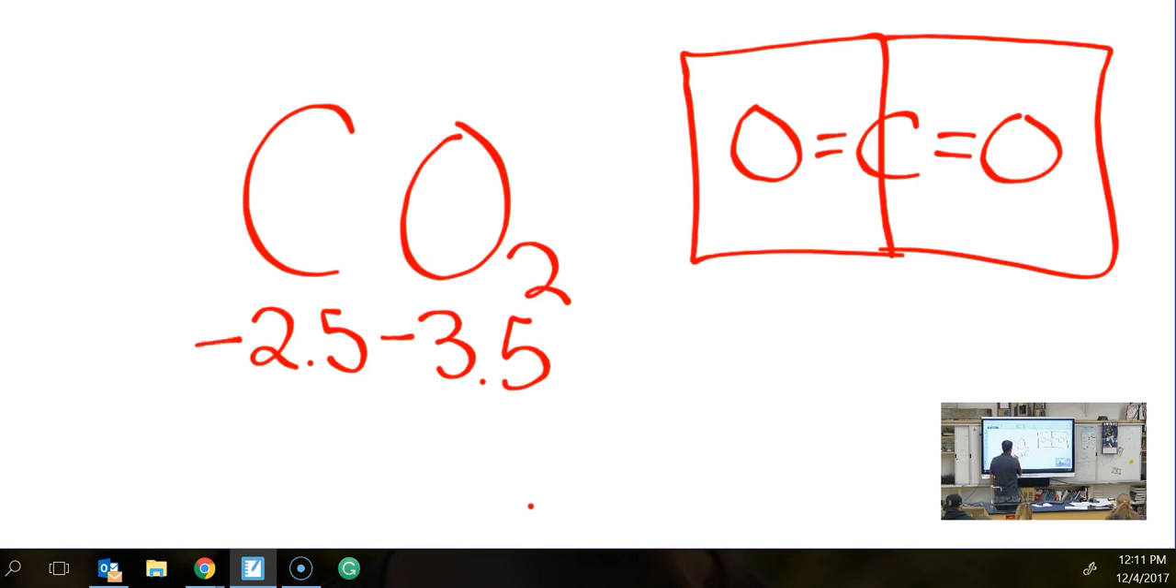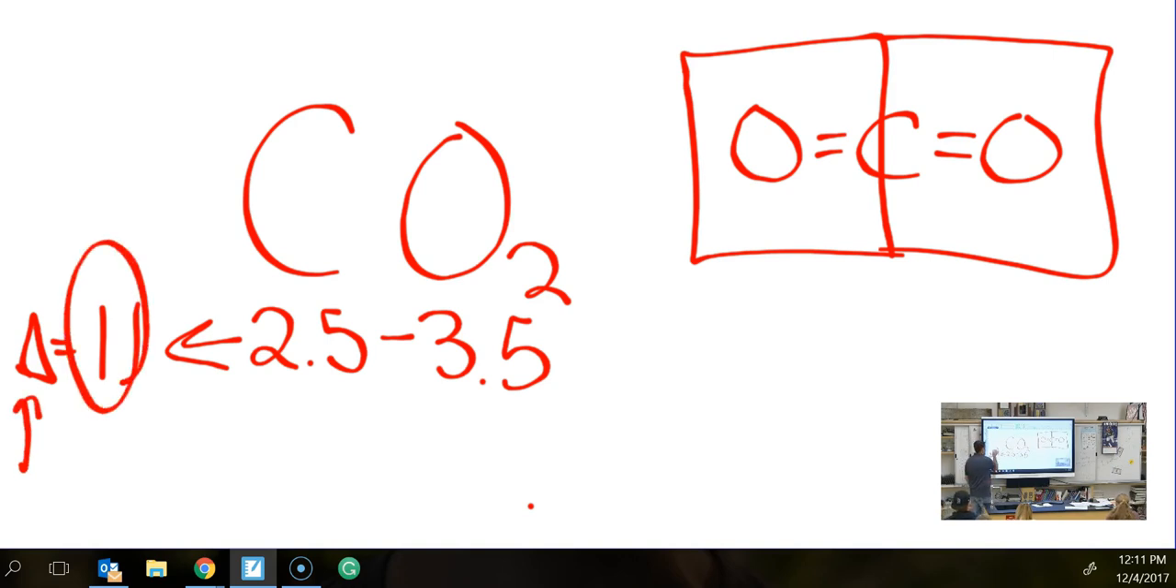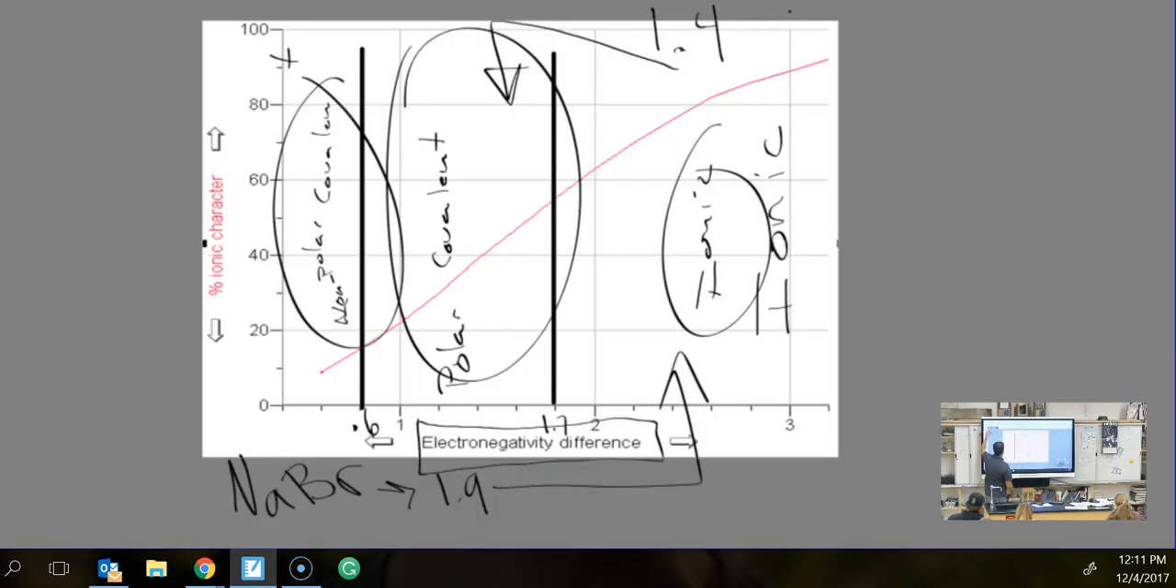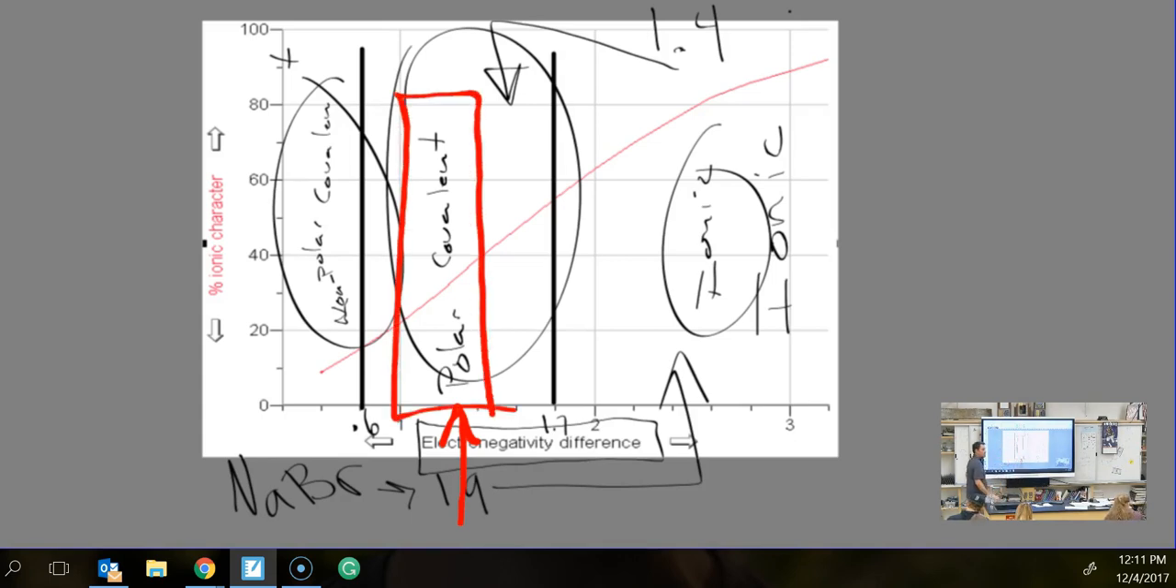3.5. So I'm going to subtract going that direction, whatever. What's the difference? 1. In science, triangle means 1. The difference is 1. Go to your graph, and 1 is right here. What do we call these if they're greater than 0.6 and less than 1.7? Polar. So in bio, they taught you water's polar 100 times, right? And now we know why. It's because the electronegativity difference between an O and an H is greater than 0.6 and less than 1.7.